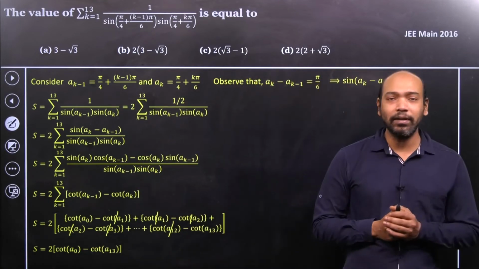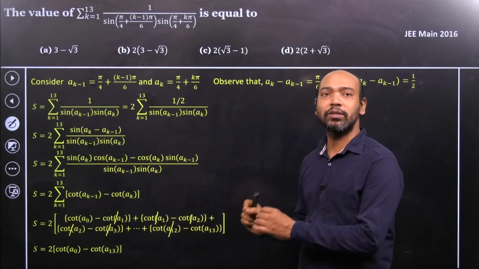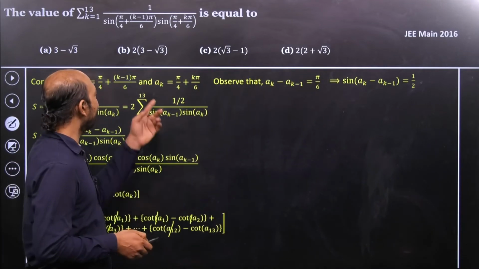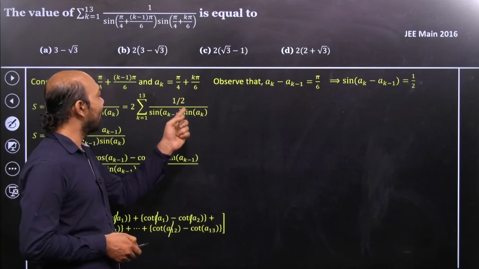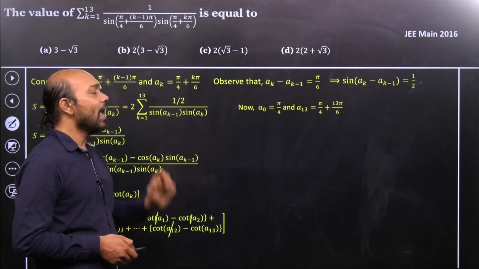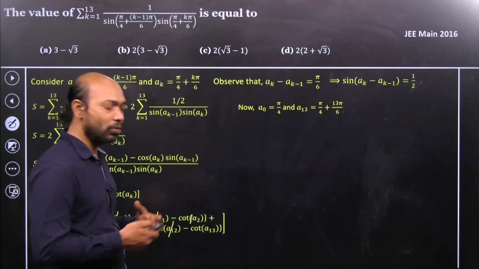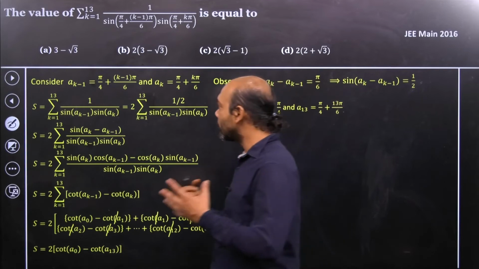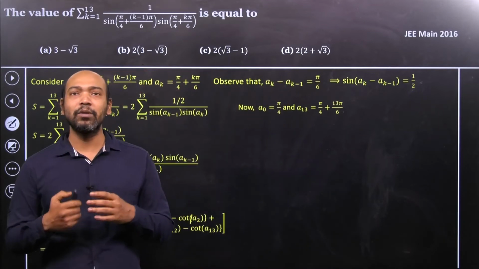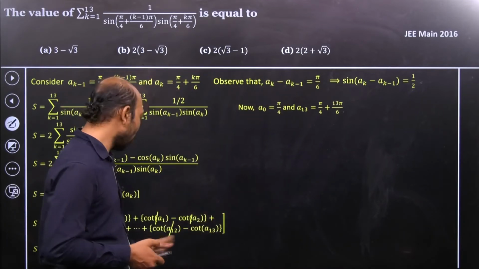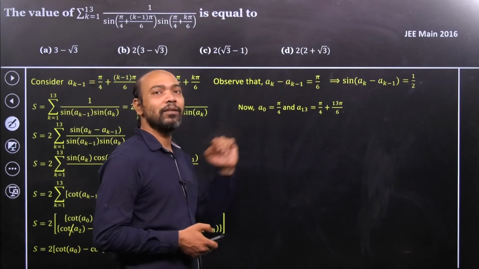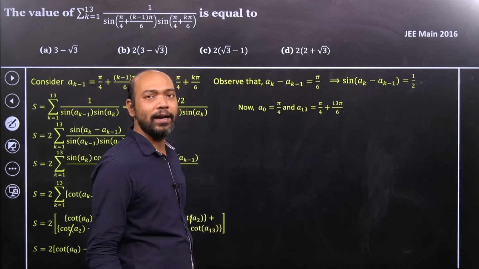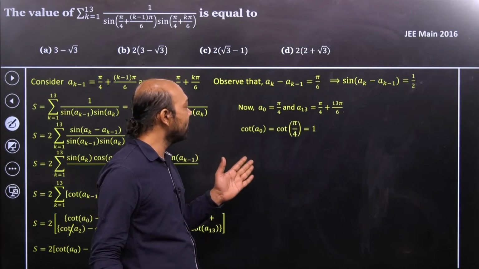Now we need to calculate what cot a0 and cot a13 are. Look carefully. What is cot a0? I have to substitute k equal to 0, which gives you pi by 4. And if I substitute k equal to 13, we get 13 pi by 6 added to pi by 4. So that gives you my a0 and a13. Obviously for cot a0 we need to calculate cot pi by 4, and that gives you 1. Everybody knows that. So cot a0 is equal to 1.